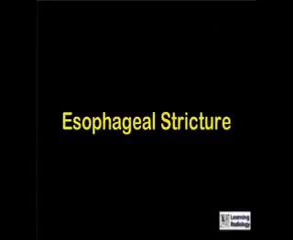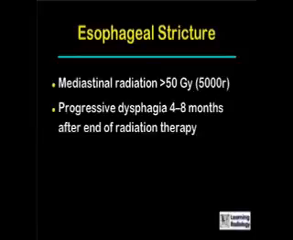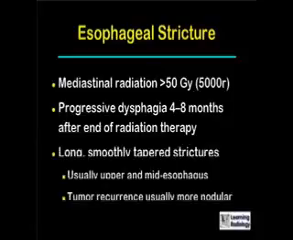Esophageal strictures. Esophageal strictures usually require mediastinal radiation of greater than 50 gray, or 5,000 rads. This is frequently delivered for carcinoma of the esophagus itself, or of the lung, or for lymphoma. The symptoms are progressive dysphagia, usually starting several months after the end of radiation therapy.